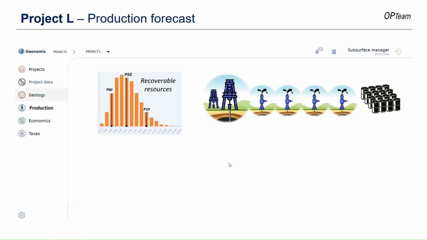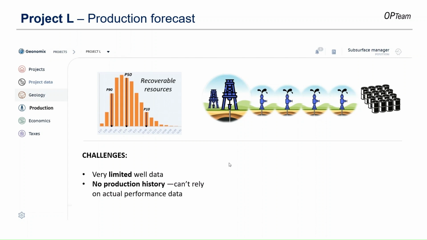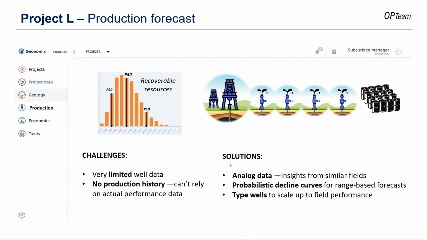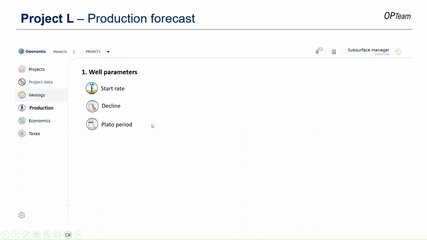In other words, we work out the field development. This is handled in the production module. As mentioned earlier, the challenges here are limited well data and no production history. To figure it out, we are using analog well data along with special tools built into Geonomix, probabilistic decline curve analysis, and type wells. First of all, we define the production performance for a type well.